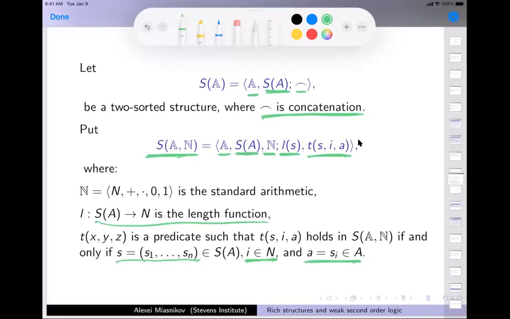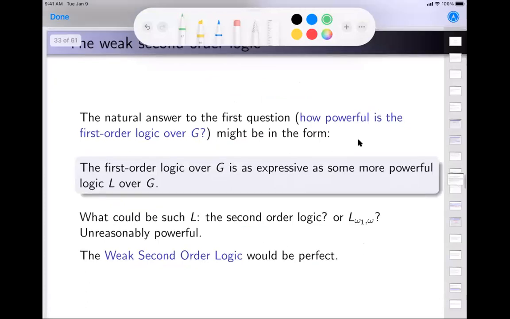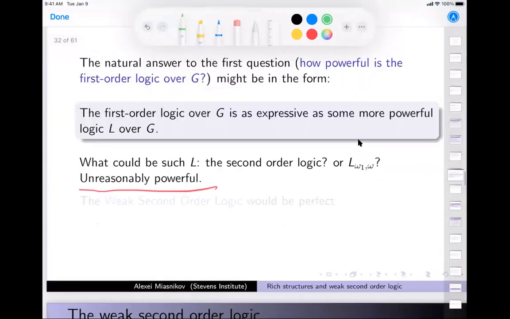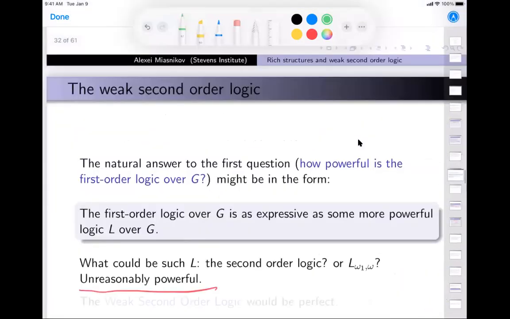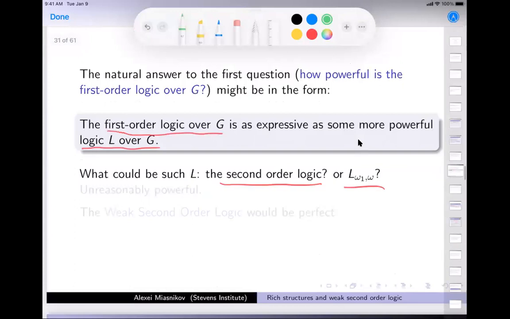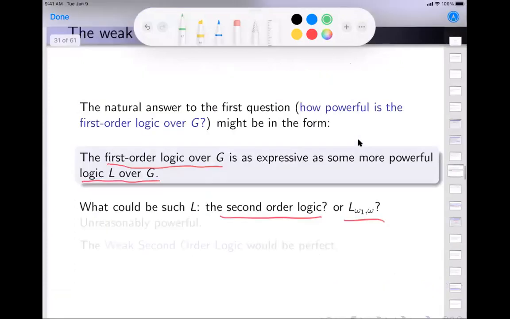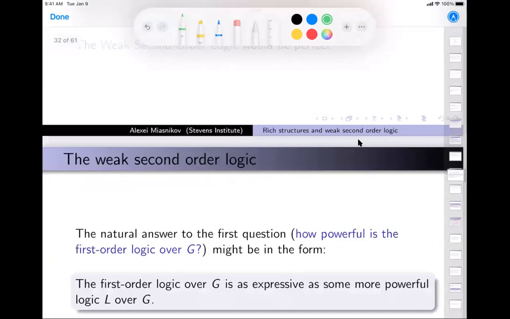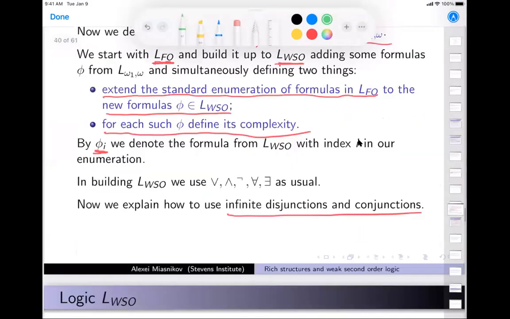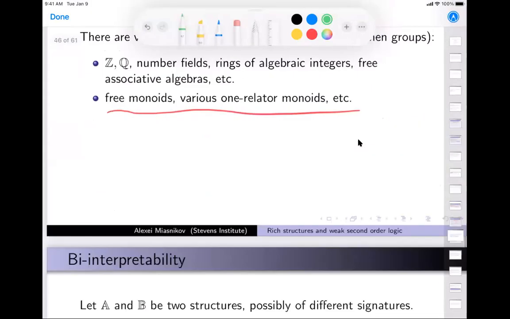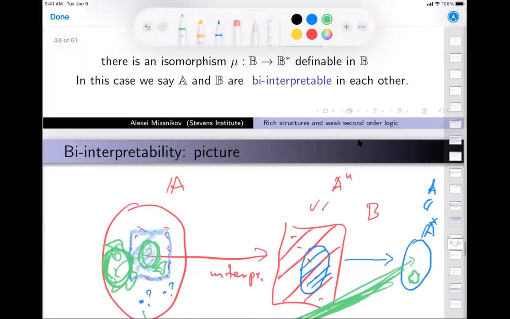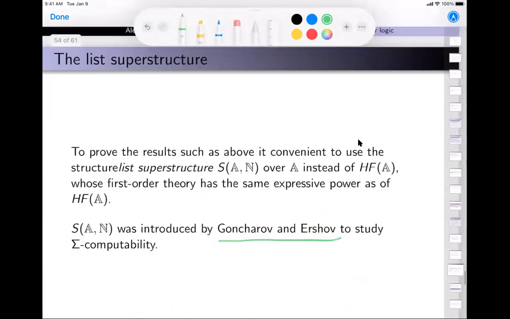But it turns out it's extremely useful for... what's going on? Sorry about this. Press something which I didn't need to do. Yeah, it's here.